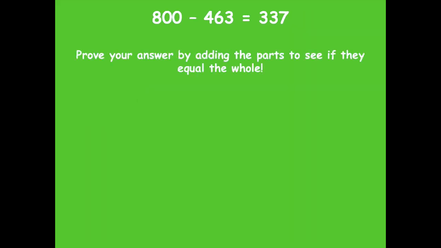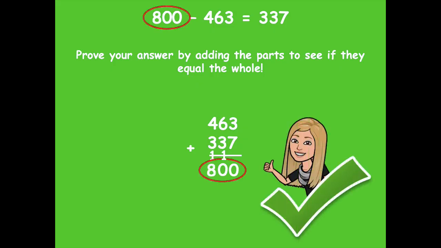Now remember, we can prove it by adding those parts. So let's add those parts real quick. So 7 plus 3 is 10. 6 plus 3 plus 1 is another 10. And 4 plus 3 plus 1 is 8. So 800, they match. We did it.